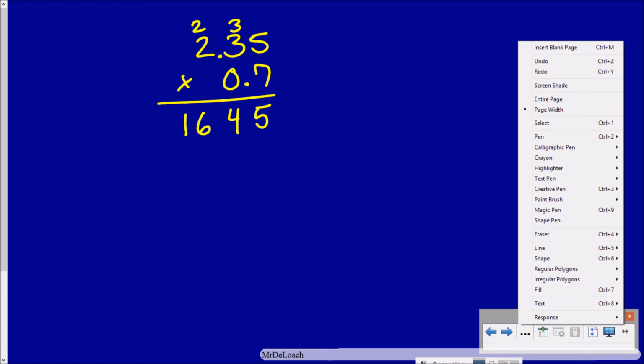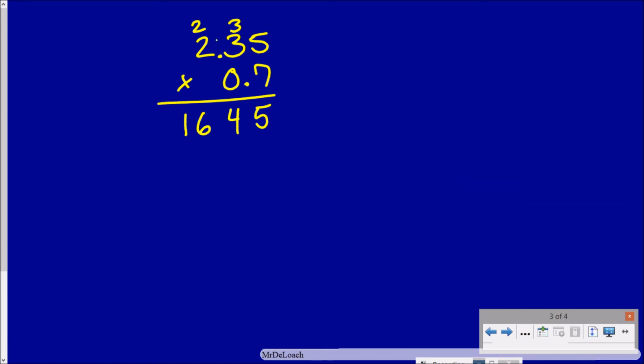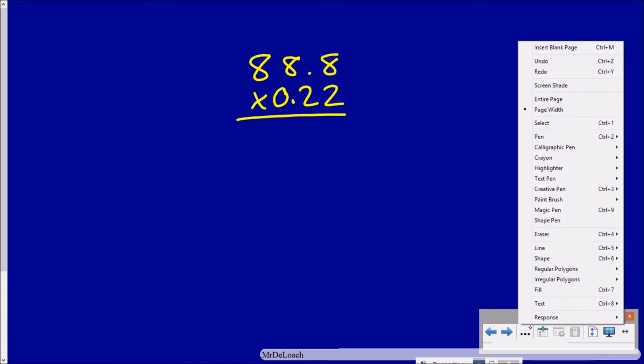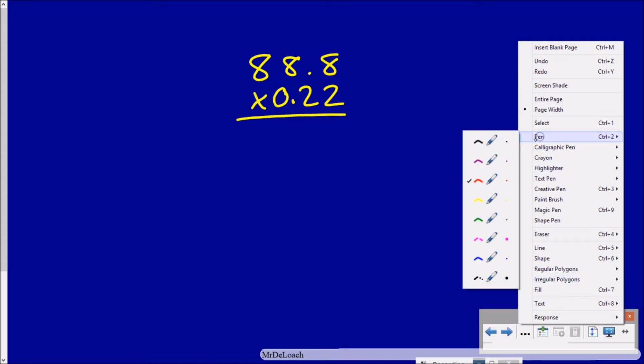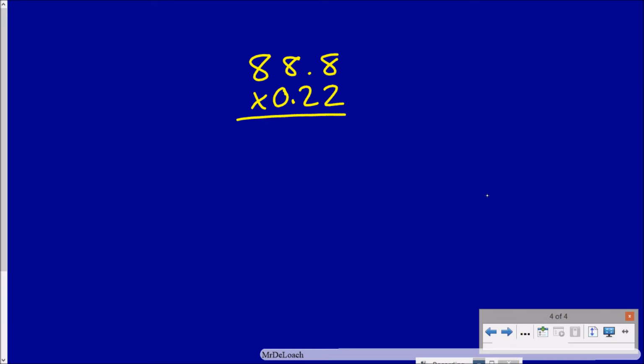Now, to figure out where the decimal goes here, we are going to count the number of digits to the right of the decimal points in both factors, and that is the number of digits we should have to the right of our decimal point in our answer. So, 1, 2, 3, and our final answer for this problem is 1 and 645 thousandths. And in the last example that we're going to complete, it is 88 and 8 tenths times 22 hundredths.